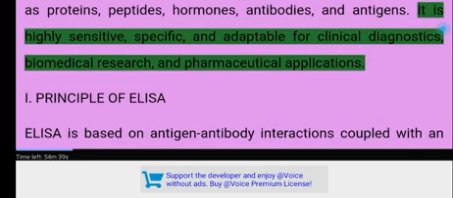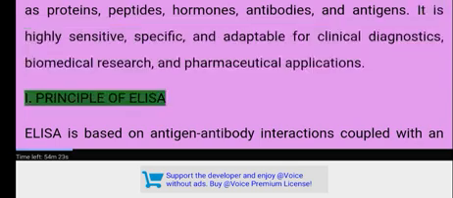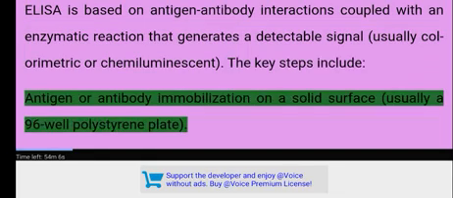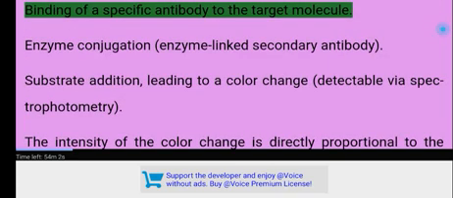It is highly sensitive, specific, and adaptable for clinical diagnostics, biomedical research, and pharmaceutical applications. Principle of ELISA. ELISA is based on antigen-antibody interactions coupled with an enzymatic reaction that generates a detectable signal, usually colorimetric or chemiluminescent. The key steps include antigen or antibody immobilization on a solid surface, usually a 96-well polystyrene plate. Binding of a specific antibody to the target molecule.